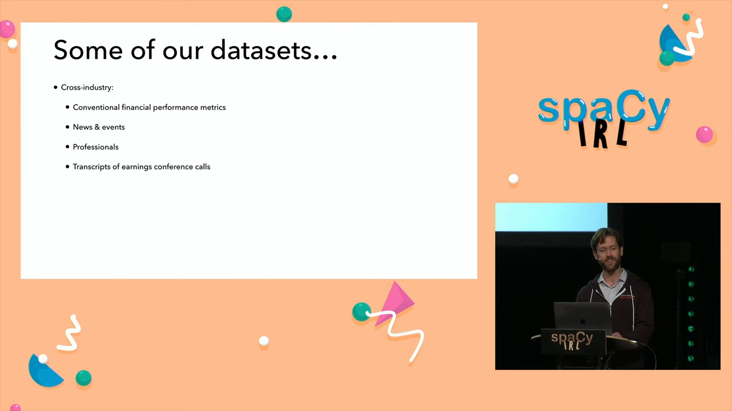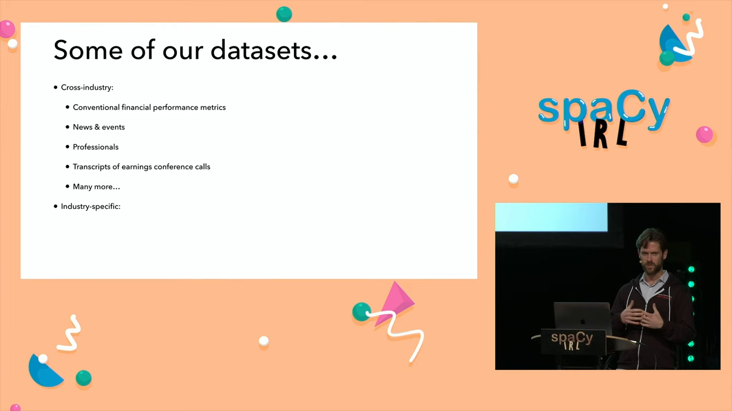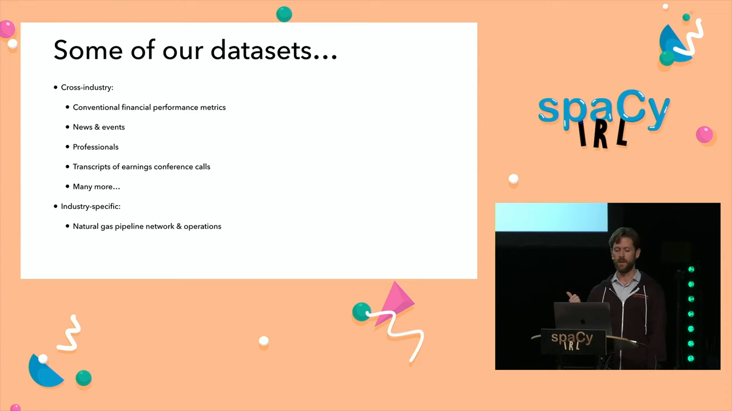And there's many more of these. I also wanted to pick out an industry-specific data set, and we've got tons of these too, so pick a particular industry and there will be an analogy here, but the one that I chose was for North America, we've got the data on the entire natural gas pipeline network and the operations of that network, so all the natural gas flowing through the North American natural gas pipeline network volumes over time.